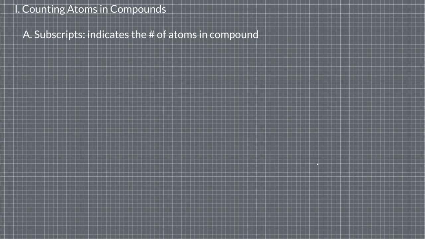So this video is going to go through part of the process of balancing equations, and it's going to look at one of the things that you need to understand to be able to balance equations, and that is the idea of being able to count atoms that are in compounds. So an example of that would be if we have the common compound of H2O.